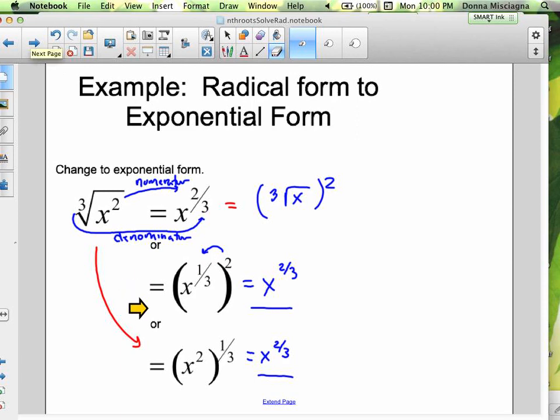You can also think of it as taking x squared and taking the cube root. So the exponent for cube root is 1/3, and if you were to multiply the exponents, 2 times 1/3, that gives you 2/3 either way. So the cube root of x squared is the same as x to the 2/3 power.